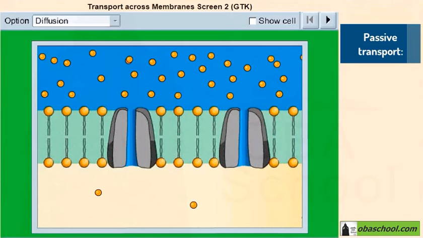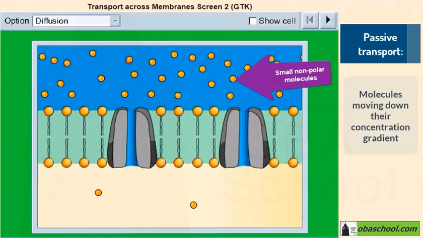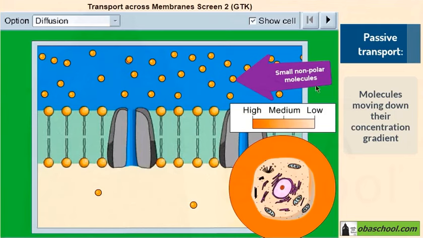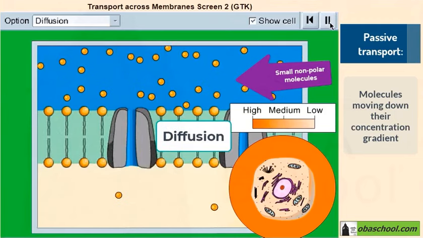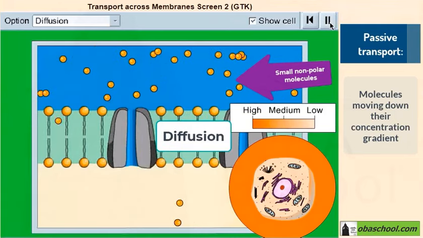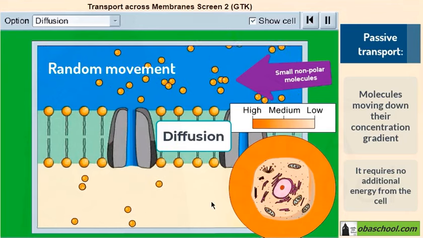The passive transport or diffusion is characterized by molecules moving down their concentration gradient. So these orange molecules that you are seeing now in this picture represent small nonpolar molecules such as oxygen, carbon dioxide, and lipid-soluble vitamins. They can be transported across the cell by diffusion. So this passive process occurs because of the random movement of particles, and it usually requires no additional energy from the cell.